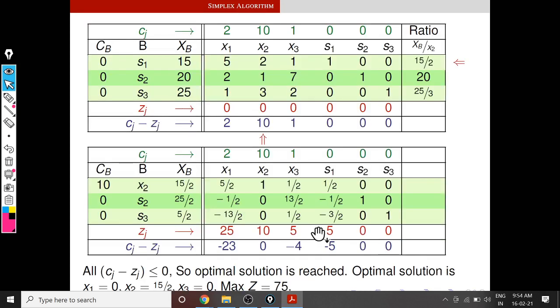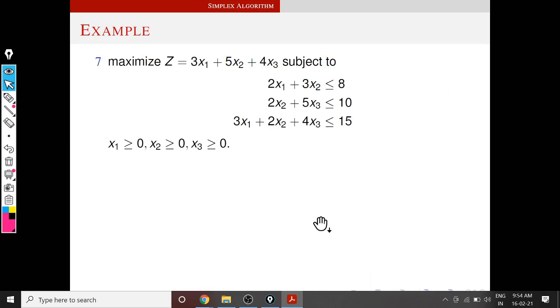Okay, I will show you one more example. Maximum z is equal to this one subject to these constraints. Here it involves 3 variables. So we have to introduce 3 slack variables s1, s2, s3.